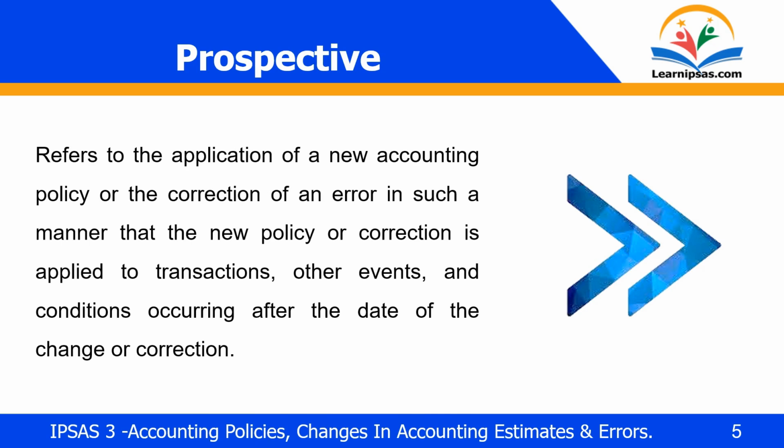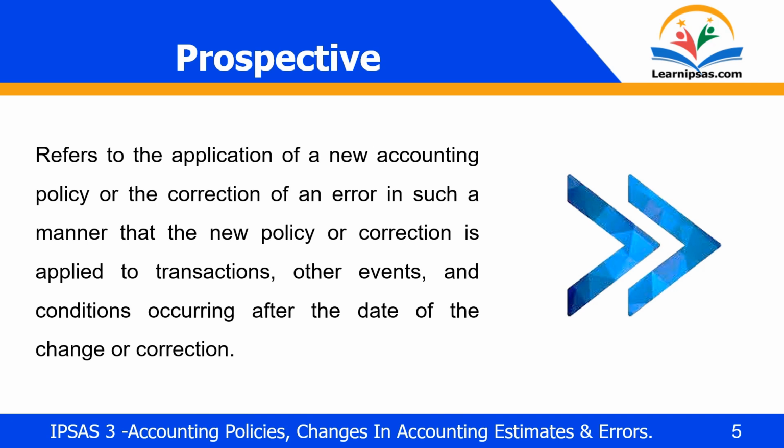So the opposite of retrospective is prospective. Prospective we normally apply on estimates and non-material errors. In government, materiality is judgment-based, but we'll cover that in our next slides. Prospective refers to the application of a new accounting policy or correction of errors in such a manner that the new policy or correction is applied to transactions, other events, and conditions occurring after the date of change or correction.